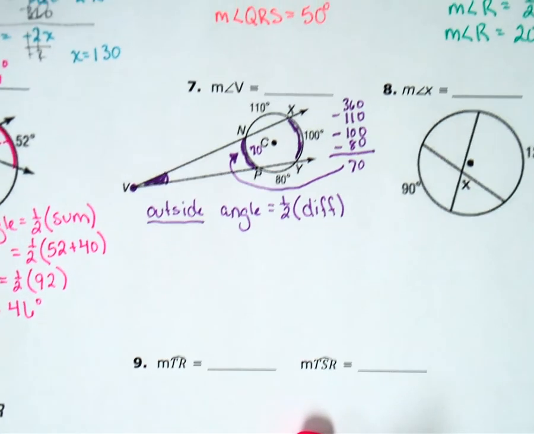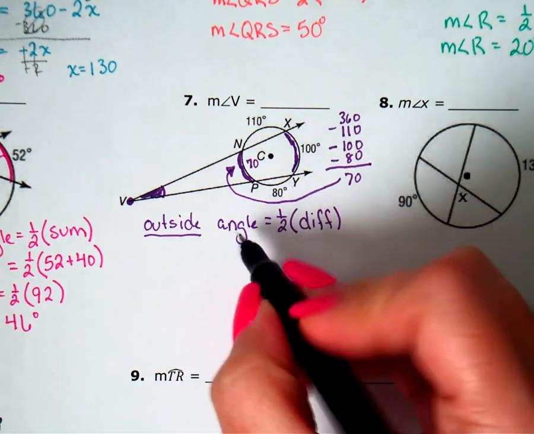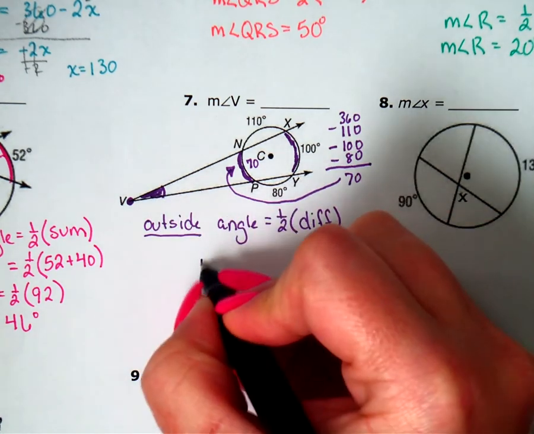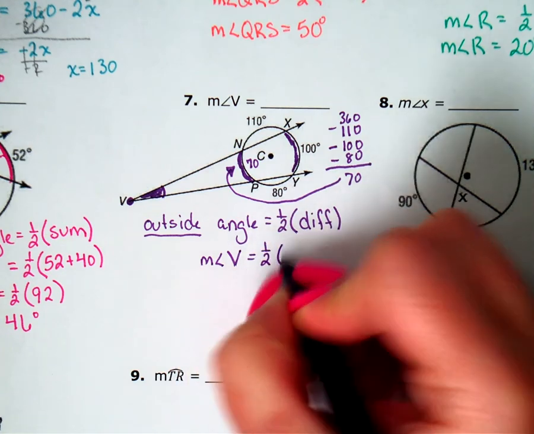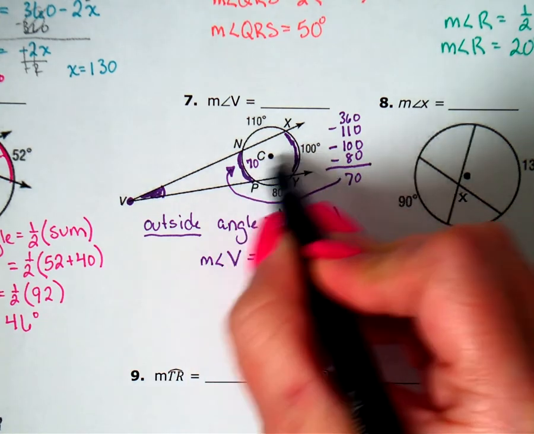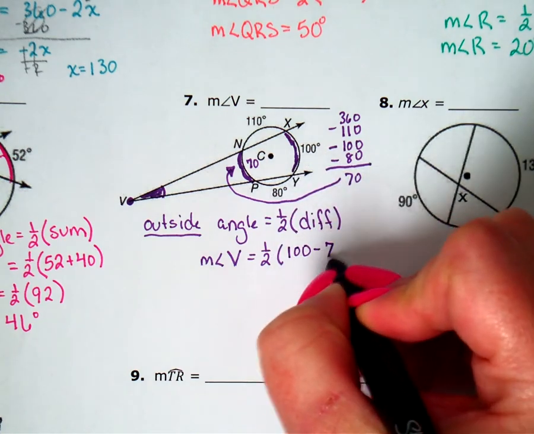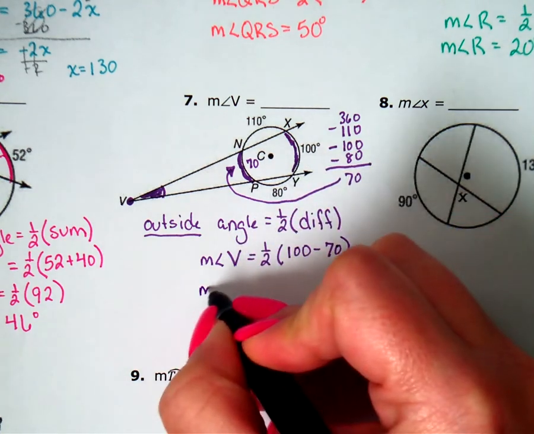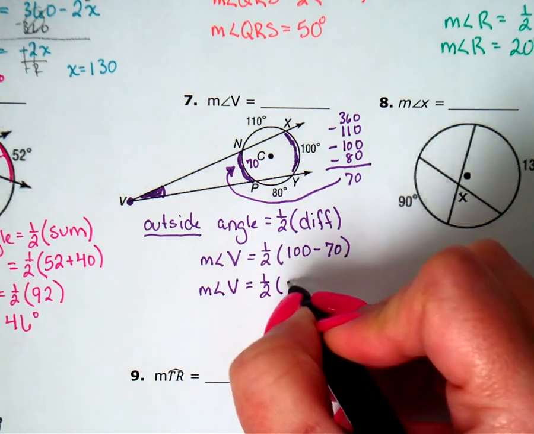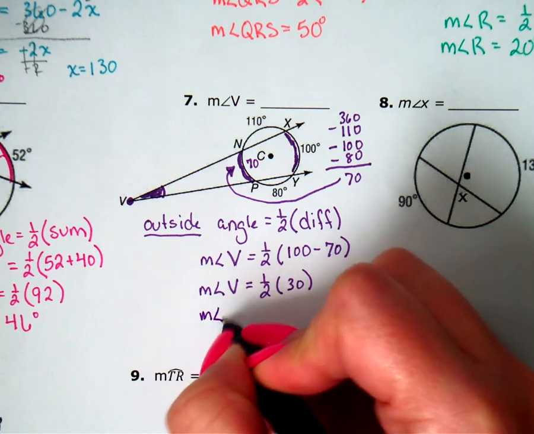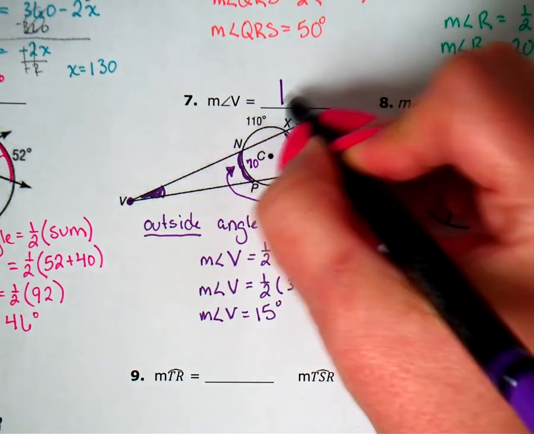Okay? All right, so if that arc is 70 degrees, then I can start filling this in. The measure of angle V equals 1/2 the difference of these 2 arcs. Always put the outside bigger arc in first. 100 minus 70. So the measure of angle V equals 1/2 of 30. So the measure of angle V, half of 30, is 15 degrees.